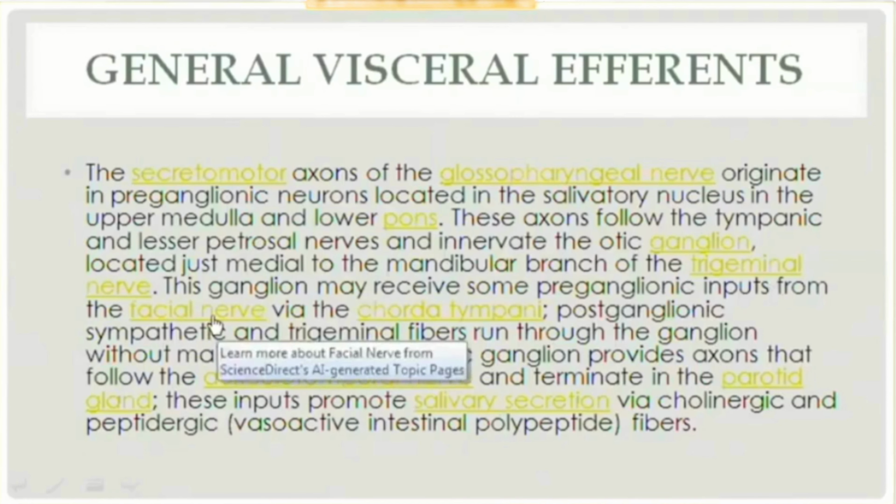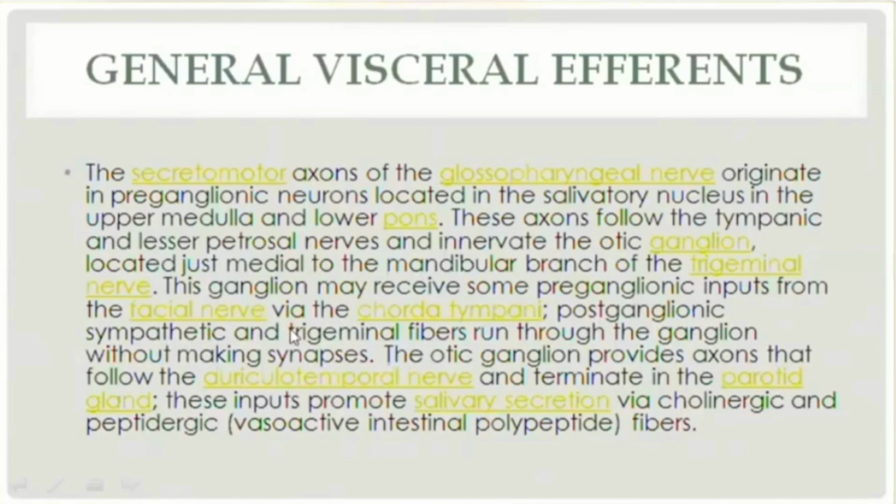This communication also, I told you when I was teaching facial nerve, that the facial nerve also gets a communication to this otic ganglion communicating branch via chorda tympani, and the postganglionic sympathetic and trigeminal fibers run through the ganglion without making synapse. That's about the otic ganglion. You have already been taught that sympathetic and sensory fibers do not relay here. They simply pass off from the otic ganglion.